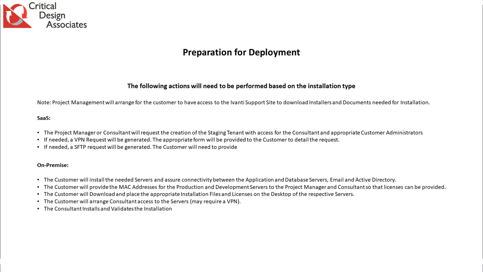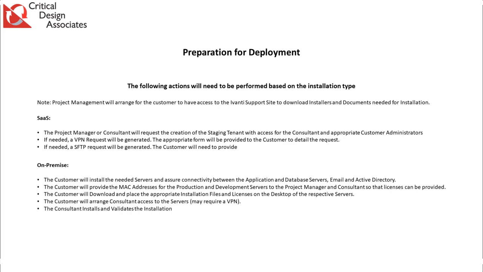As we prepare for deployment, there are a couple of things that we need to take care of. If this is a SaaS installation, project management is going to request the creation of your staging tenant with access for your consultant and some of our customer administrators. If we need a VPN, then we're going to have a request for the VPN generated, and we'll be supplying that request form to the customer for details that we might need. In some cases, we might want a secure FTP site. That's in case we need to set up some sort of an import for the application to bring data in. And if we do that, then we'll need to get information also.